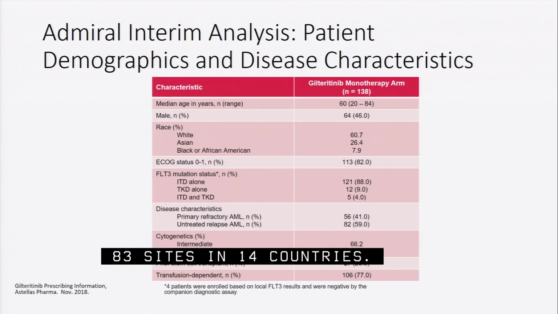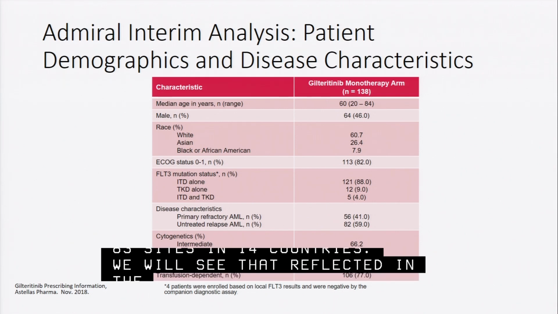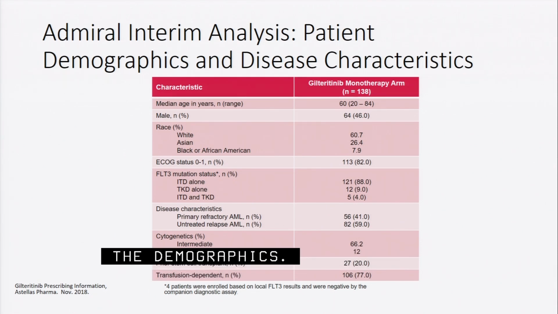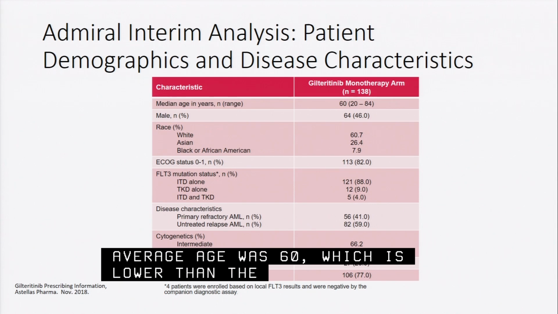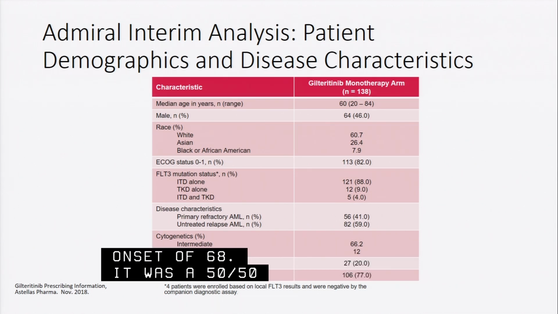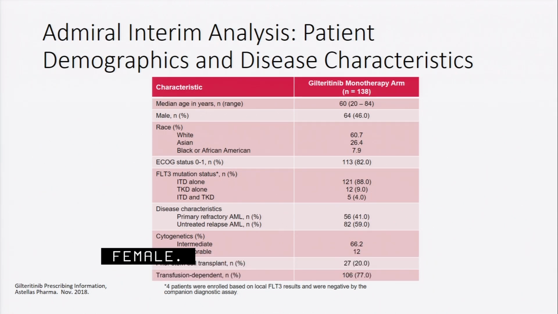Average age was 60, which is a little lower than the average age of onset demographically at 68. It's about a 50-50 split male-female. You'll see here that 60% of the patients were white, 26.4% of the patients were Asian based on the study sites, and about 8% were Black or African American. A vast majority of those patients had a 0 or 1 ECOG score, meaning they're relatively healthy.